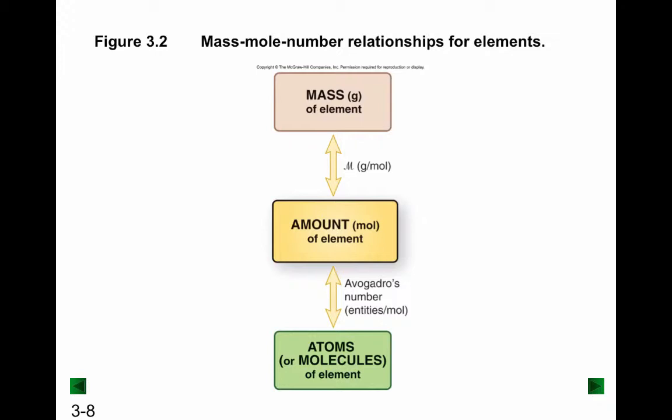Mass and numbers of entities relate directly to the number of moles, not to each other. Therefore, to convert between numbers of entities and mass, first convert to the number of moles. The best way to illustrate a new concept is to work an example, so let's work through sample problem 3.1, which is on the next slide.